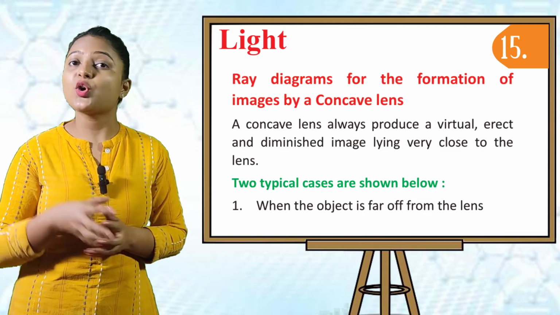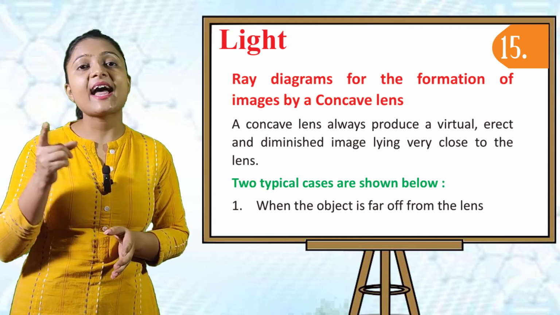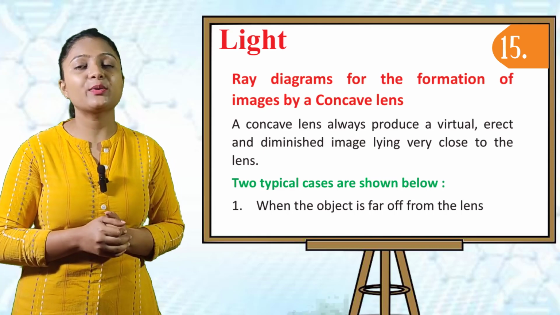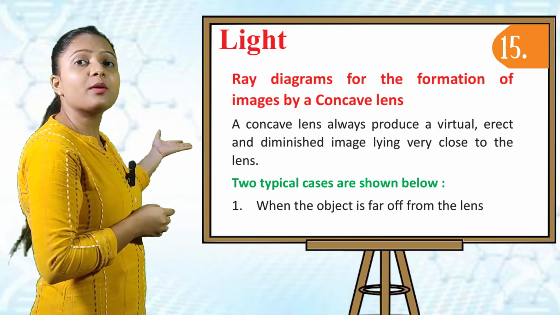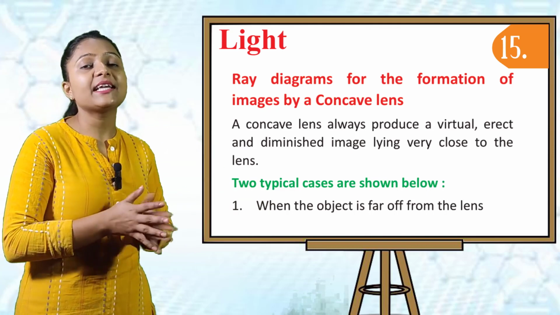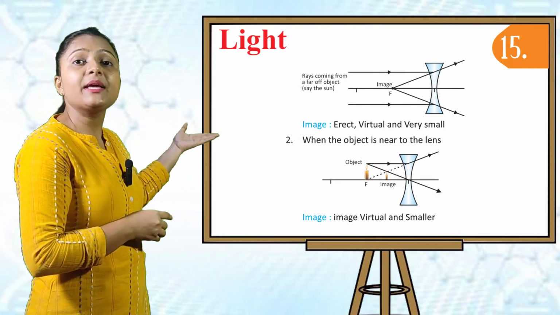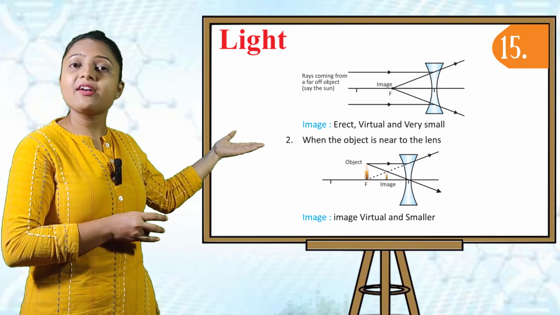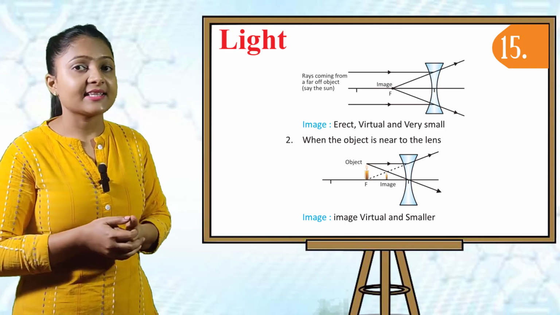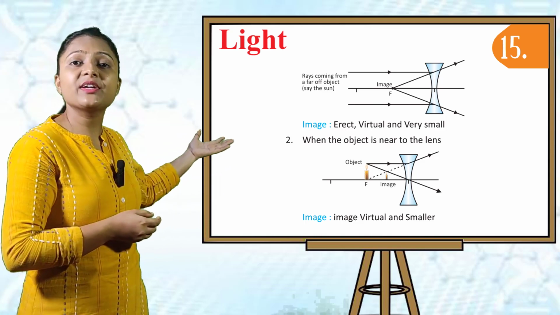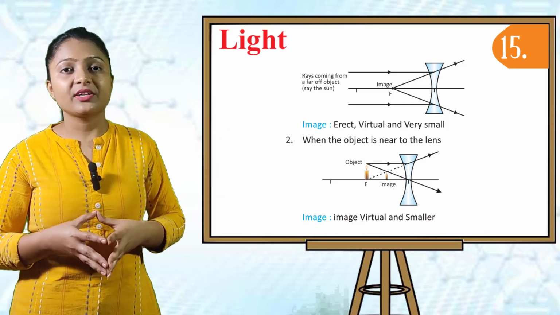Ray diagram for the formation of images by a concave lens. A concave lens always produces a virtual, erect and diminished image lying very close to the lens. Two typical cases are shown below. First, when the object is far off from the lens. Here is the ray diagram. Image will be erect, virtual and very small. Second, when the object is near to the lens. Here is the ray diagram and image will be virtual and smaller.